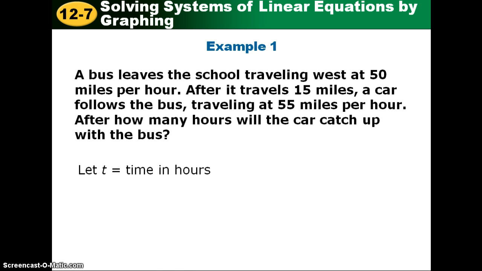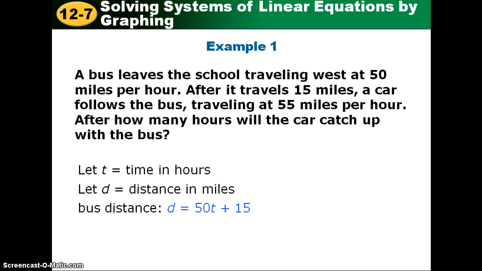So we need some variables. Let t equal time in hours. Let d equal distance in miles. So the bus distance would be d equals 50t plus 15, because 50 is the speed they're traveling per hour, and the bus is 15 miles ahead. The car distance would just be d equals 55t, because it's 55 miles per hour.